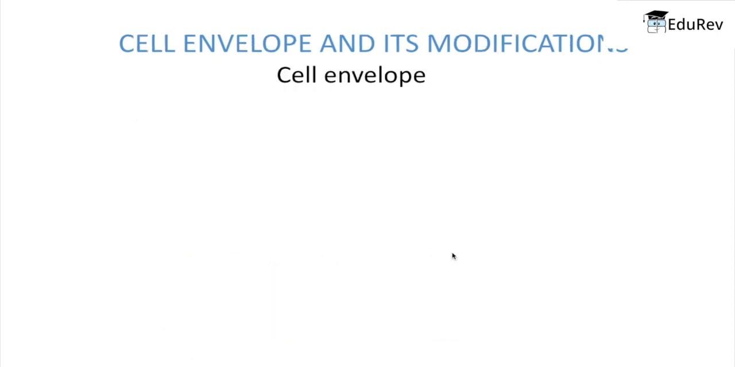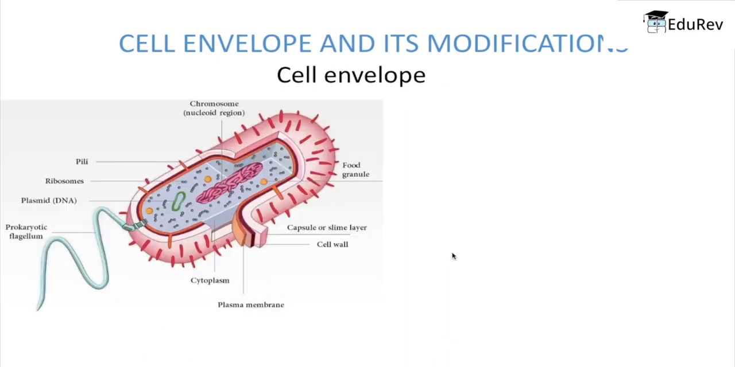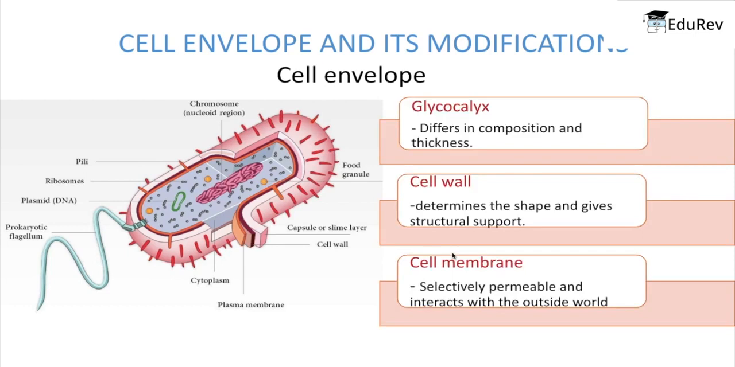So now let us discuss the cell envelope. The cell envelope of bacteria acts as a single protective unit but has distinct functions. Glycocalyx, for instance, resists antibiotics entering inside the bacteria. Also, it differs in composition and thickness. For example, in some prokaryotes the glycocalyx is thick, which is called a capsule, and in some prokaryotes it is present as a loose sheet, which is called a slime layer.